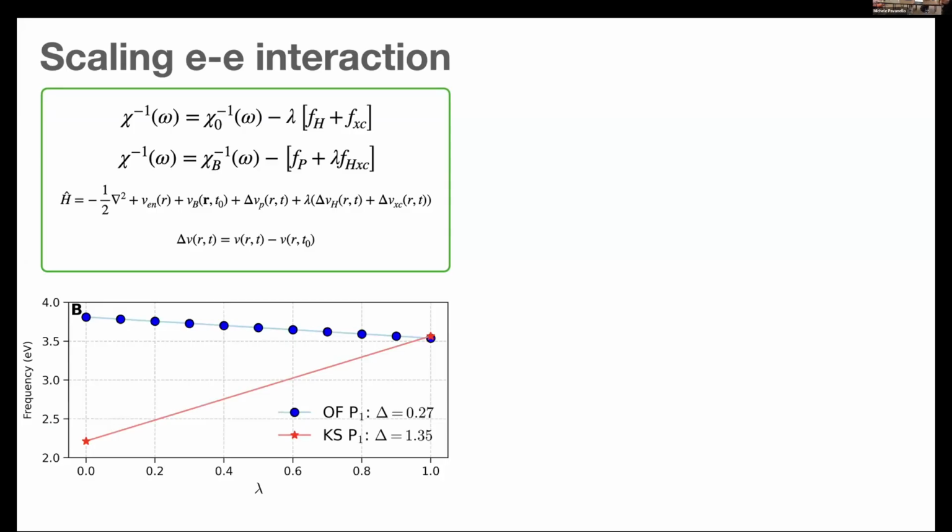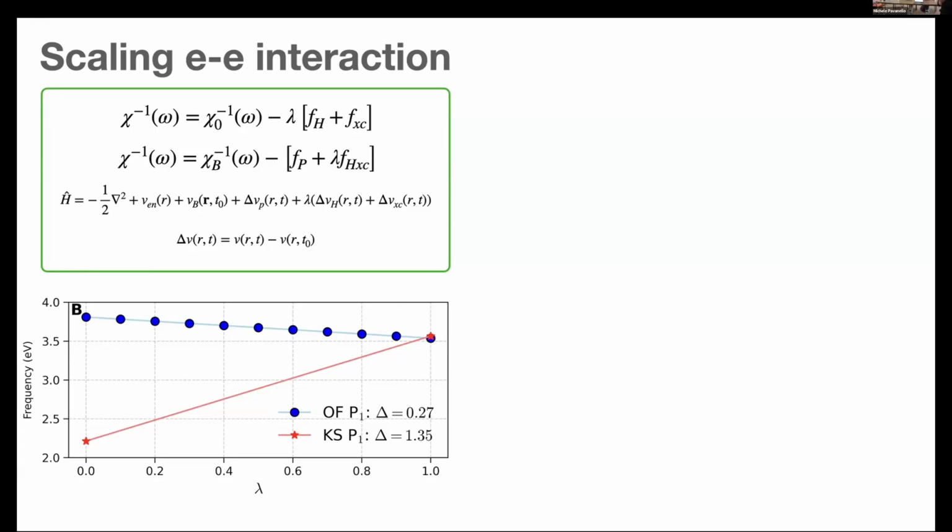This is a plot where I am plotting the lambda parameter, where 0 is the non-interacting case and 1 is the interacting case, and this is the position of the frequency in electron volts. For Kohn-Sham, when lambda is 0, we can see that the plasmon peak is around 2.25. When we put the interaction on, then we recover the first plasmonic peak, and the shift is around 1.35 electron volts.